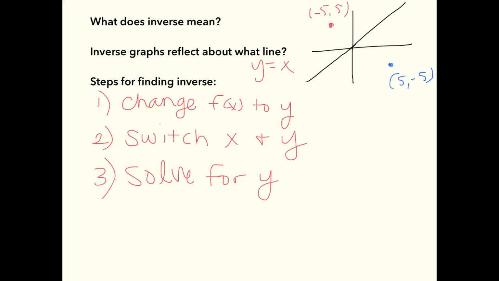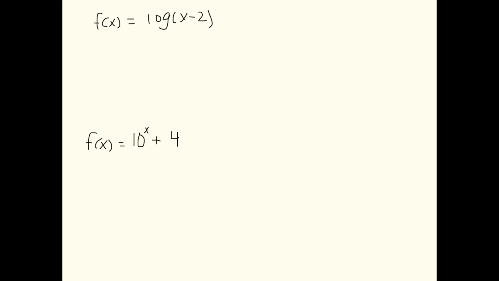So let's do an example to see what that looks like. So first thing we wanted to do is change f of x to y, so we can work with it. Now our x becomes our y and our y becomes our x. We switch our x and y. So x equals log y minus 2. So see, my y became x, my x became y. Nothing else changed, just those two variables. Now we want to solve for y.